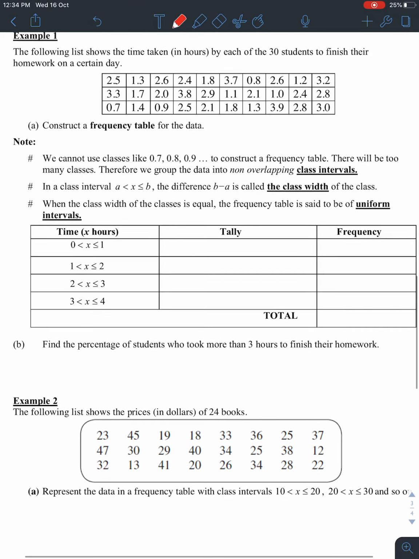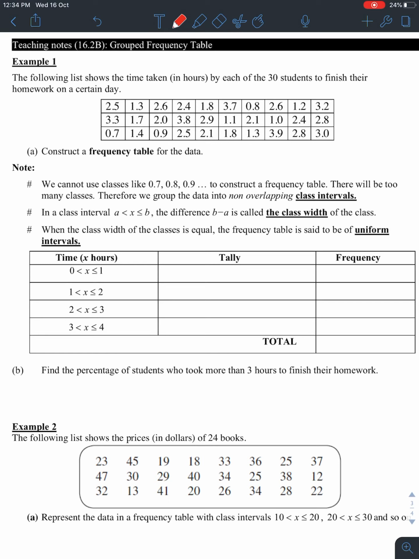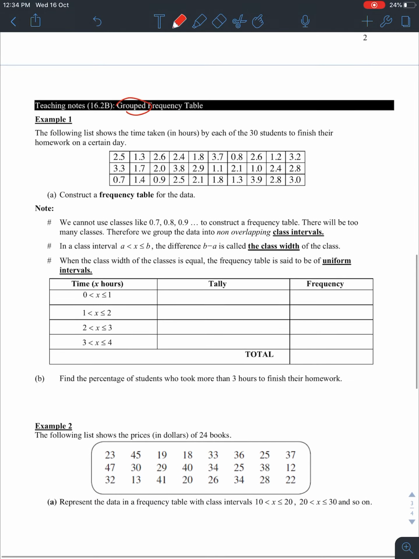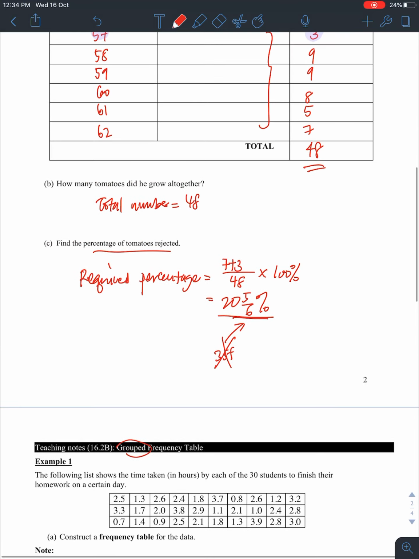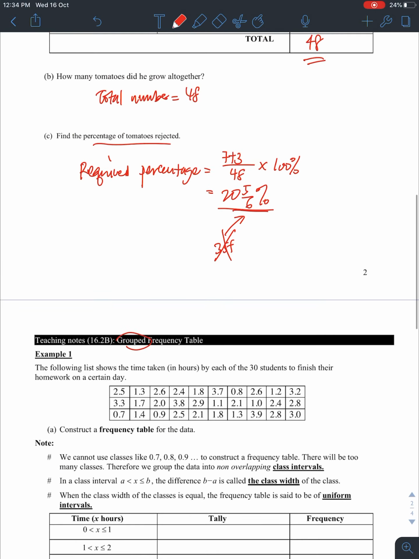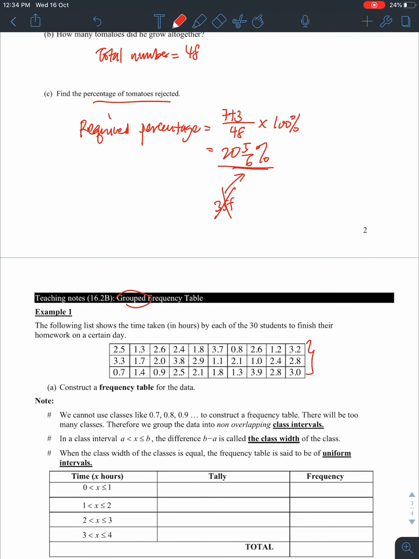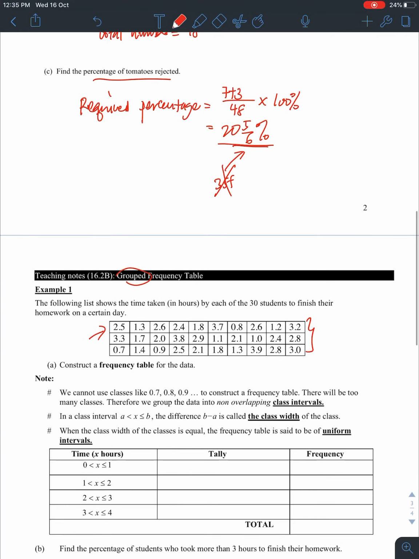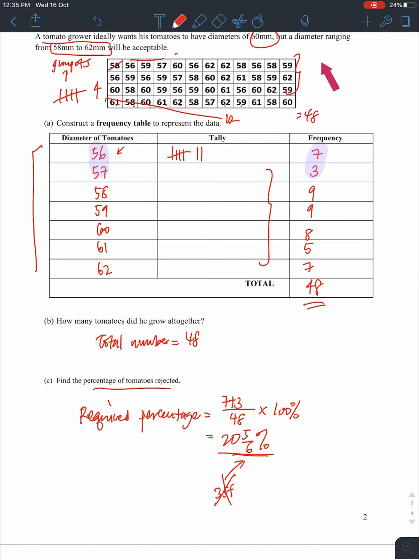Right, so let's look at example 1 on page 3. Now, example 1 is looking at a group frequency table. Just take some time to observe the differences between the data in the first question over here and this question over here. You realize that the data here have a higher degree of accuracy because they are to 1 decimal place.